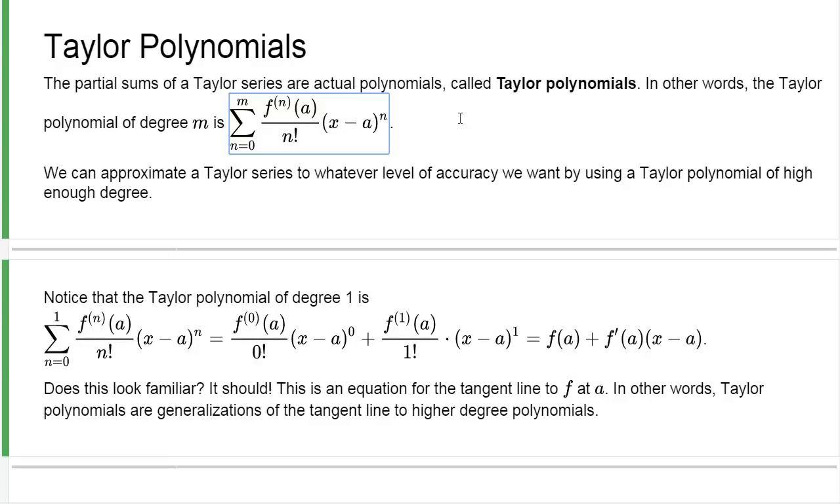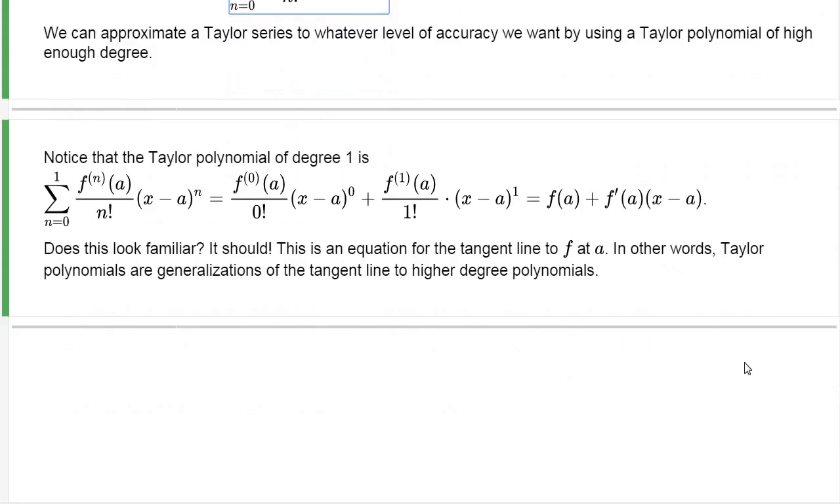We'll see that later. We can approximate a Taylor series to whatever level of accuracy we want by using a Taylor polynomial. The higher the degree we make, the better the approximation is. And if this Taylor series is going to converge, that means that the terms need to go to 0. So from m on to infinity, it has to be a pretty small amount. The terms have to be getting smaller and smaller. So the higher the degree is, the more of the meat of the series you have, I guess.